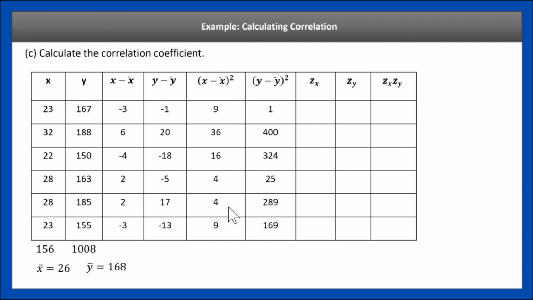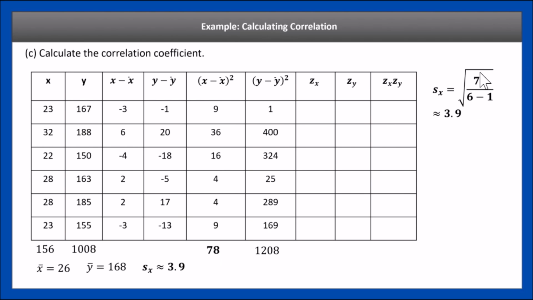All right, so the reason why we calculated the squared deviations is because we're going to use that to calculate our standard deviation. So we need to sum the total of this column. The sum of the squared deviations for x is 78. Then we're going to sum the squared deviations for y to get 1208.